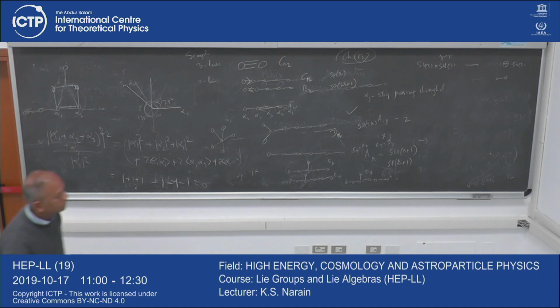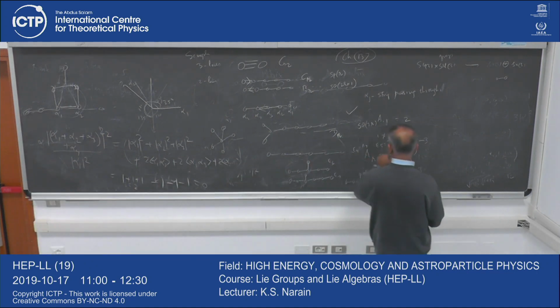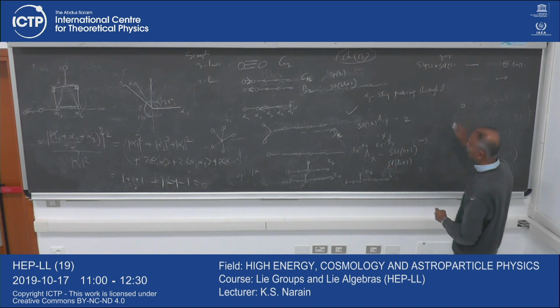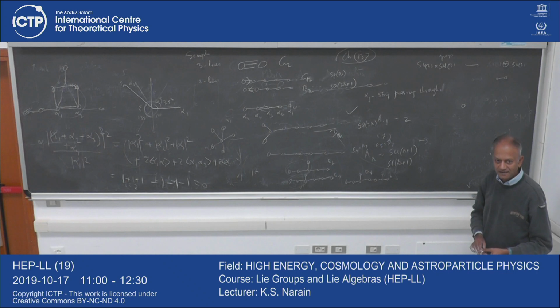You remember for SU2, what is SU2? SU2 is A1, right? SU2, R equal to 1, A1. SU2 is just one dot. That's it. Right? That's SU2.